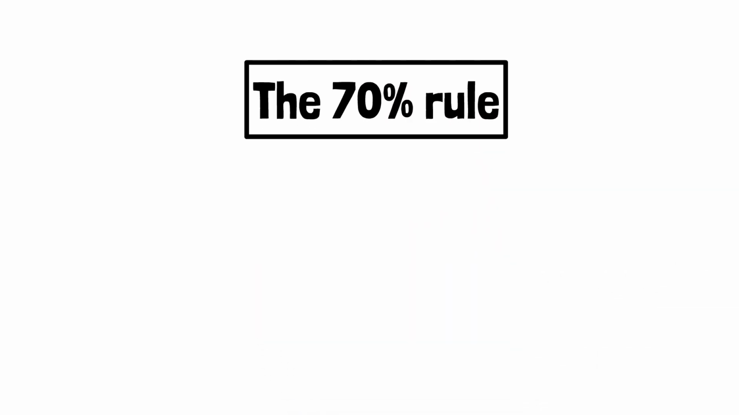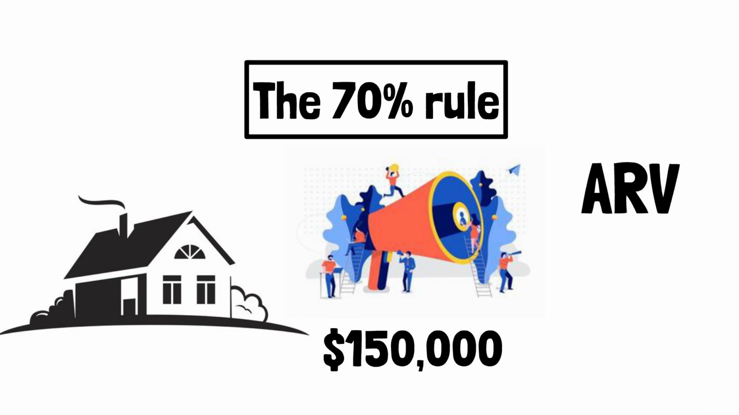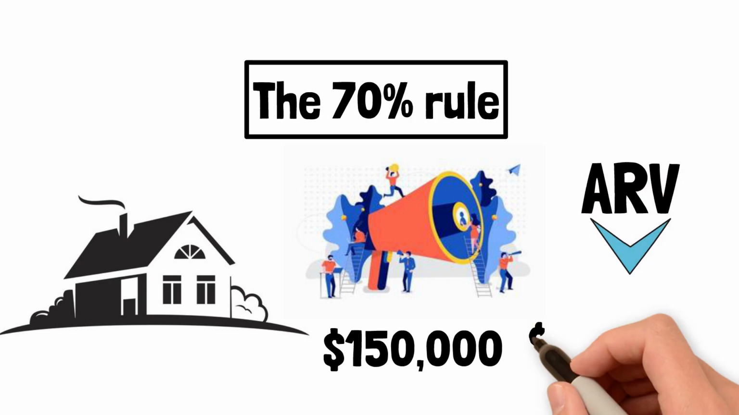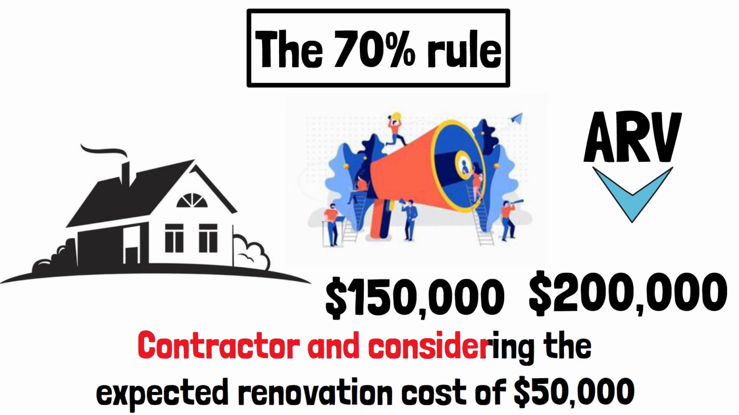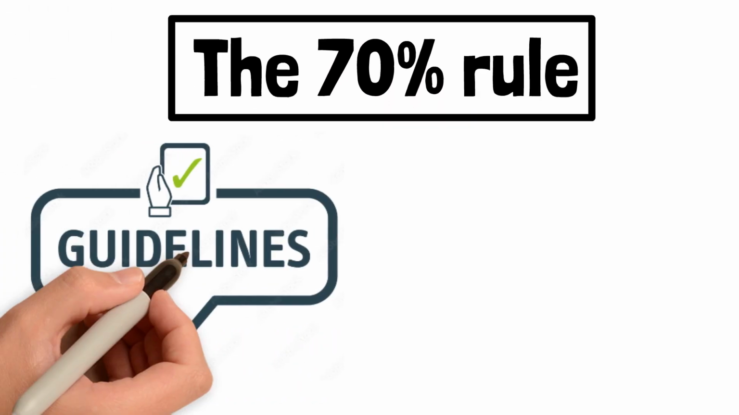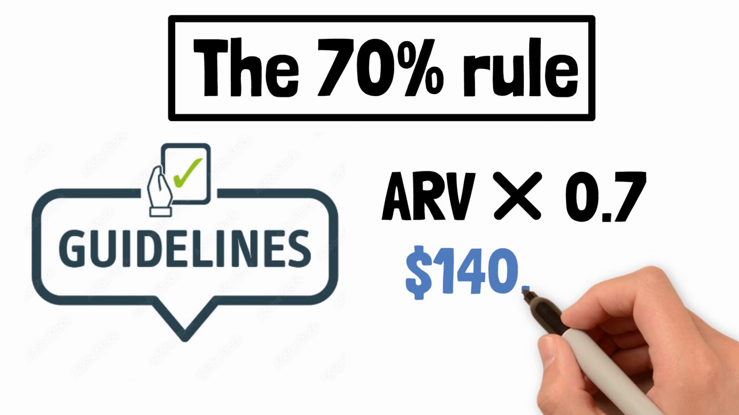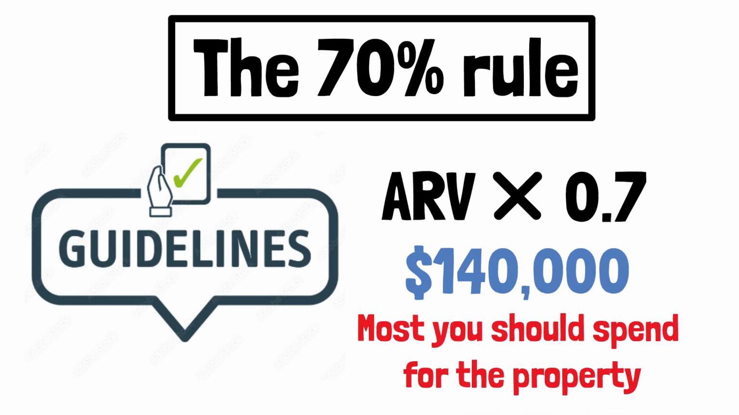Assume you find a property you wish to invest in and that's advertised for $150,000. Your after-repair value, ARV, would be $200,000 after hiring a contractor and considering the expected renovation cost of $50,000. Using the 70% guideline, multiply the ARV by 0.7 to get $140,000. This is the most you should spend for that property.